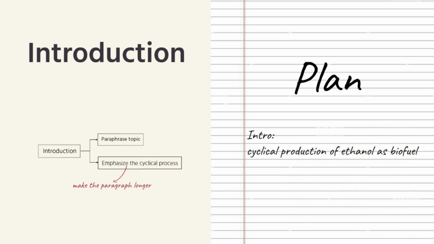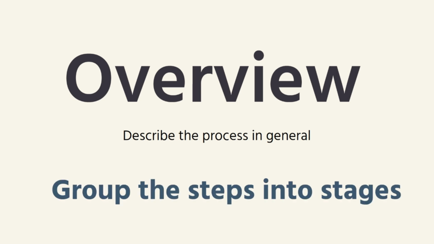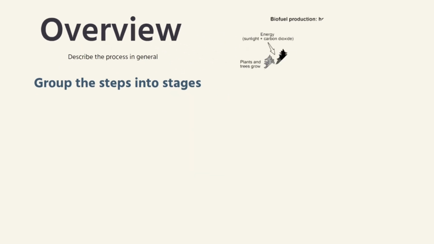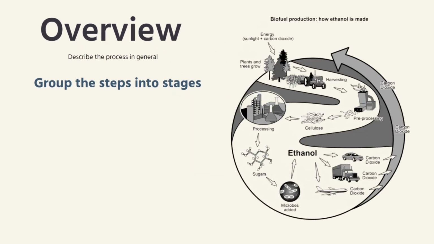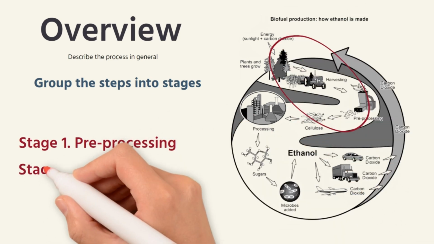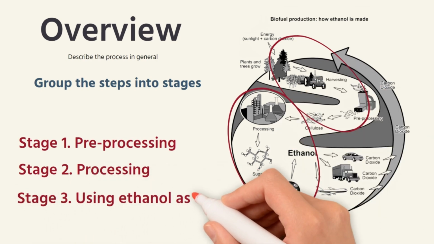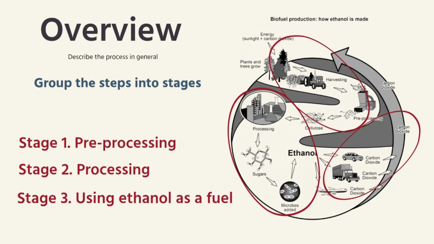Next, overview. In overview, we describe the process in general. Instead of listing all the steps, my approach is grouping the steps into several main stages to enrich the content without overloading details. I will group the steps into 3 major stages. Stage 1, pre-processing. Stage 2, processing. Stage 3, using ethanol as a fuel. The grouping will make the description clearer and more organized.